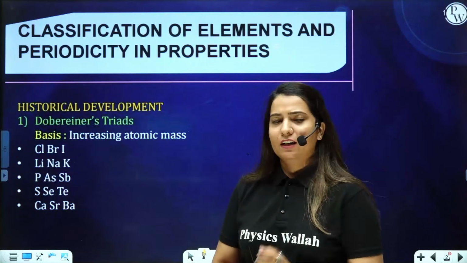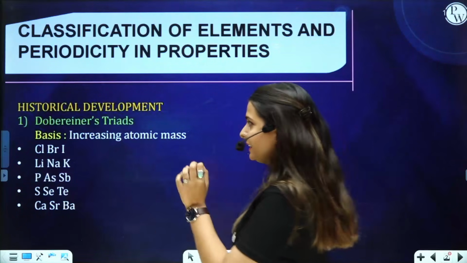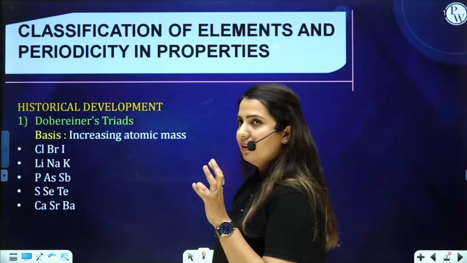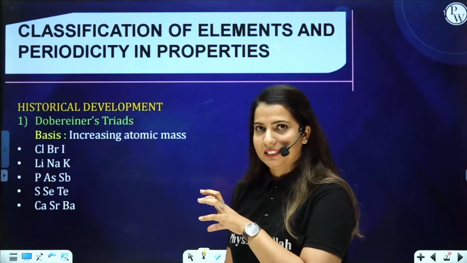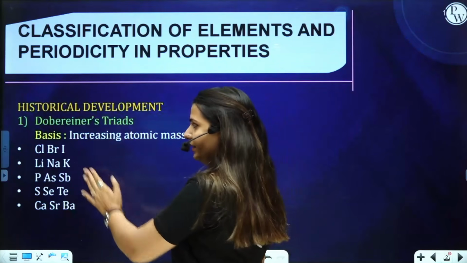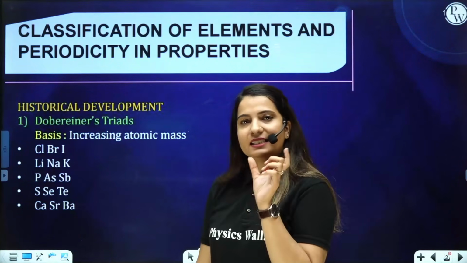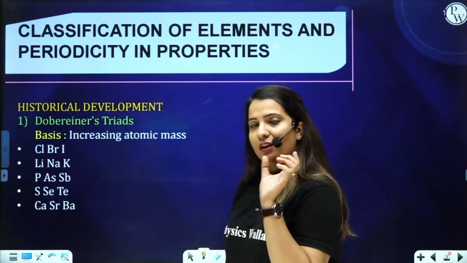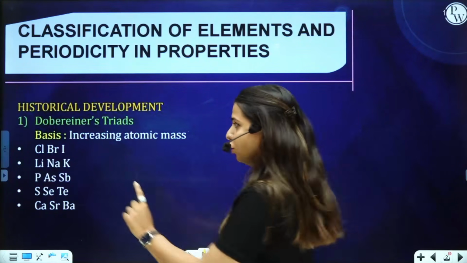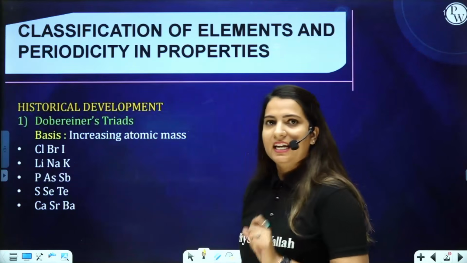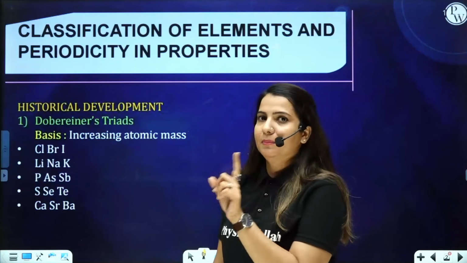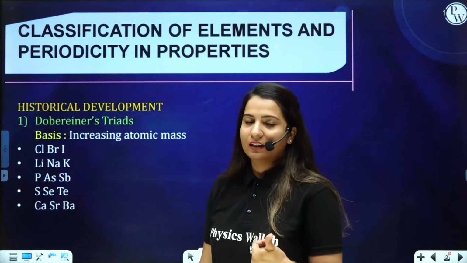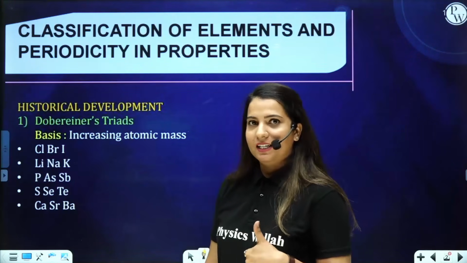What is the basis? First of all, we have to know the basis. Basis is increasing atomic mass. What he did was take a triad in which 3 elements are present. Triad means a set in which 3 elements are present. What he said was, if we take the mass average of the first element and the last element, that will be exactly equal to the middle one. That was the basis of the selection of the Doberiner's Triads, right?